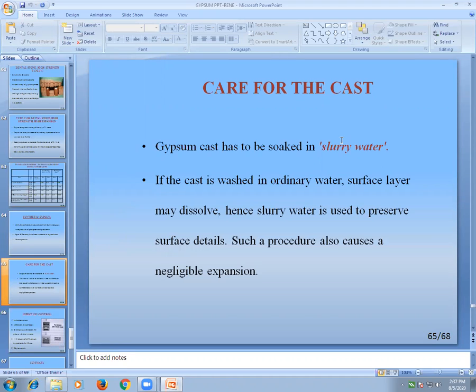Now, care of the cast. When you pour the cast with a gypsum product, it has to be soaked in slurry water. If the cast is washed in ordinary water, the surface layer may dissolve. For that purpose, they have recommended slurry water.